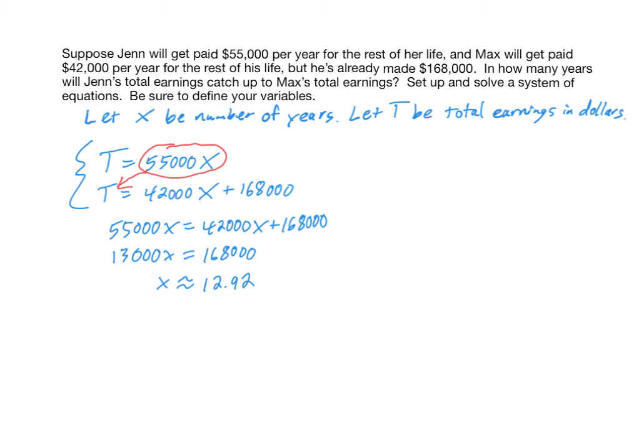Again, with an application, you need to say in words what this means. In 12.92 years, you could round that to 13 if you'd like, but in 12.92 years, their total earnings in their careers will be the same.